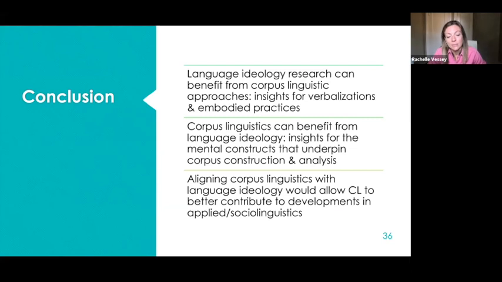But I also think it's important that we recognize that corpus linguistics can benefit from a more comprehensive study of language ideology, especially in terms of insights for mental constructs that underpin corpus construction and analysis. And more broadly, I think that if we align corpus linguistics with language ideology, it would allow corpus linguistics to better contribute to developments in applied and sociolinguistics. And that is all.